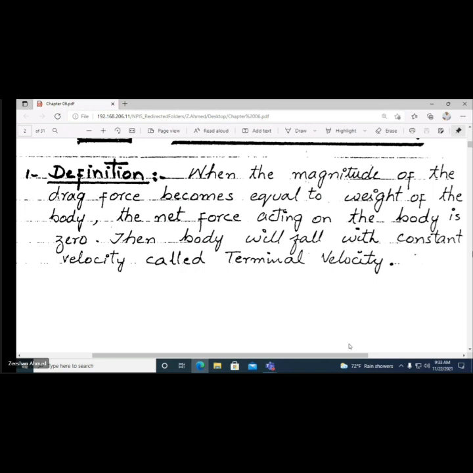Okay. Anything that we are observing right now is having a mass, is it? Anything that we are observing is having a mass. If it is having a mass, it definitely possesses some weight. And where does the weight of the body always act?